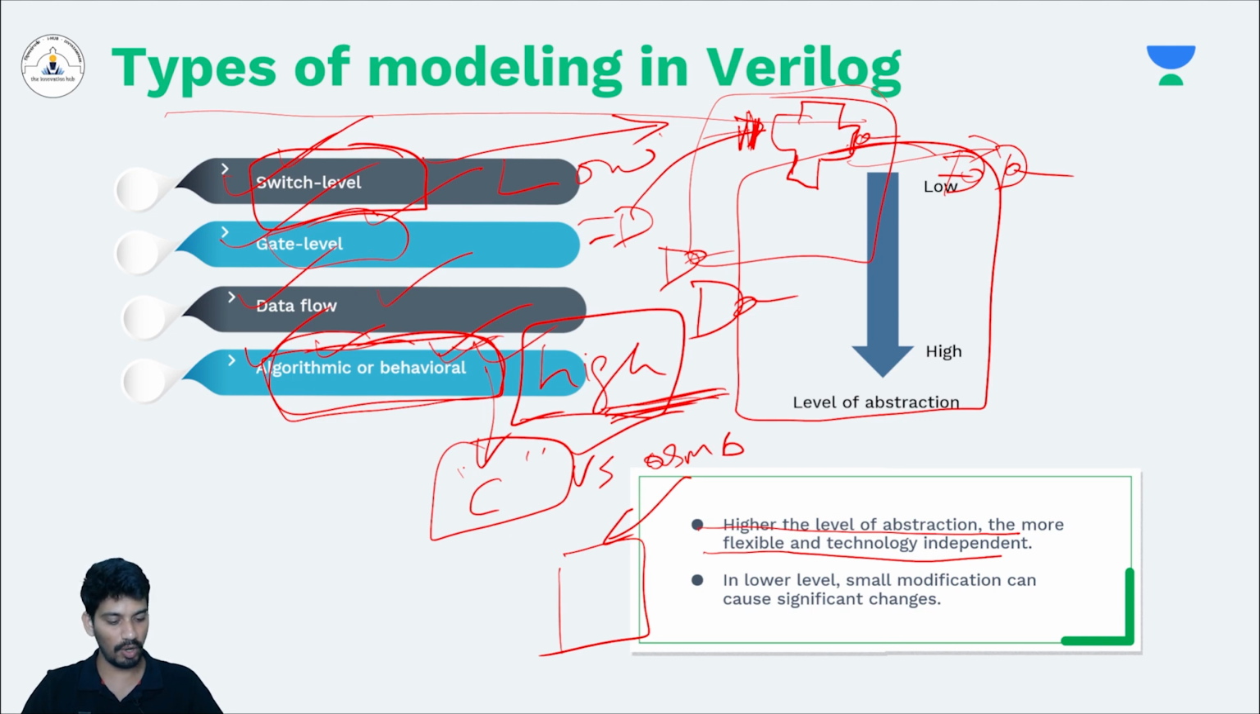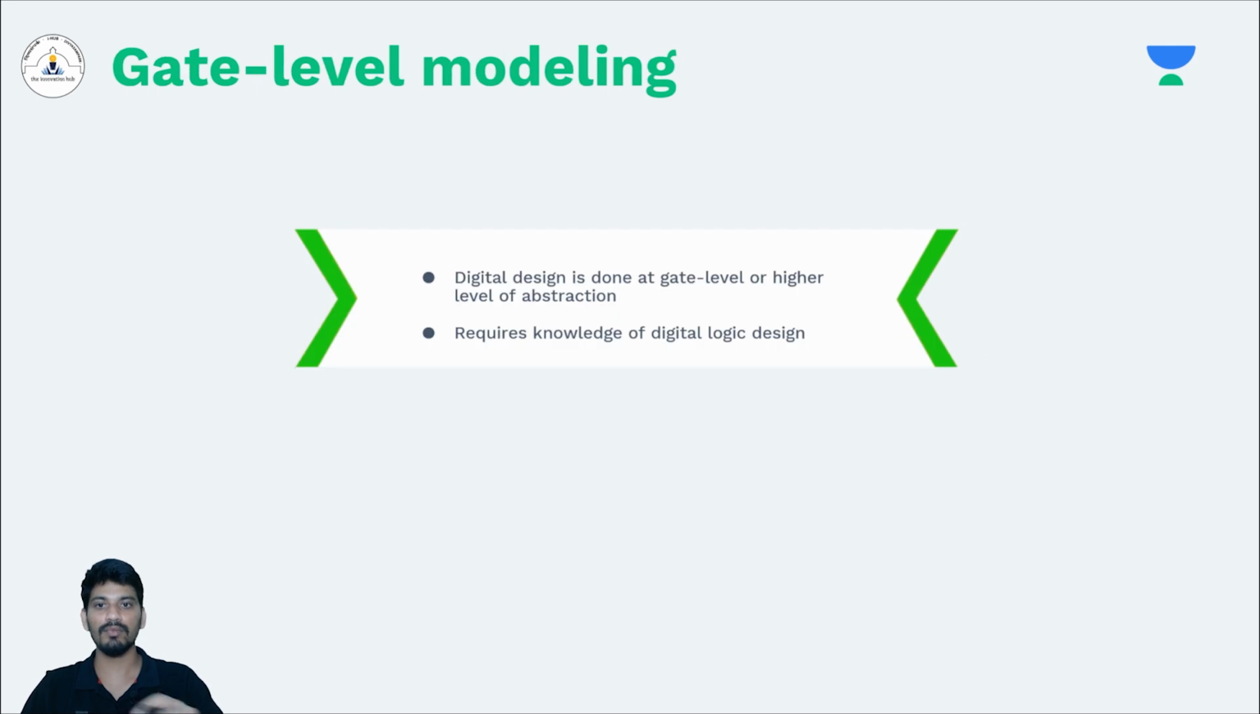In this particular module, we'll start with gate level, and in advanced topics, I will discuss the switch level and how to define circuits using switch level. We'll discuss that in advanced topics. But as of now, we'll start with gate level and then we'll go to data flow level and then we'll see what is behavioral level.